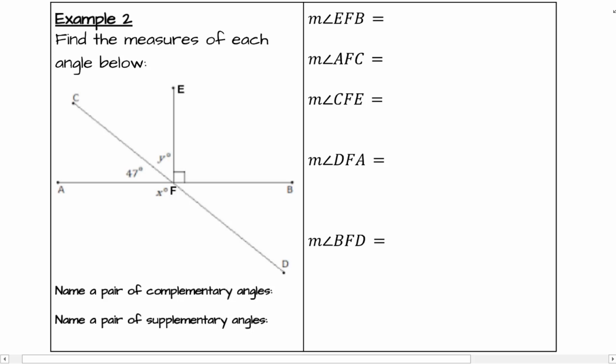Angle EFA is a right angle. Two angles that make up EFA would be EFC and CFA.